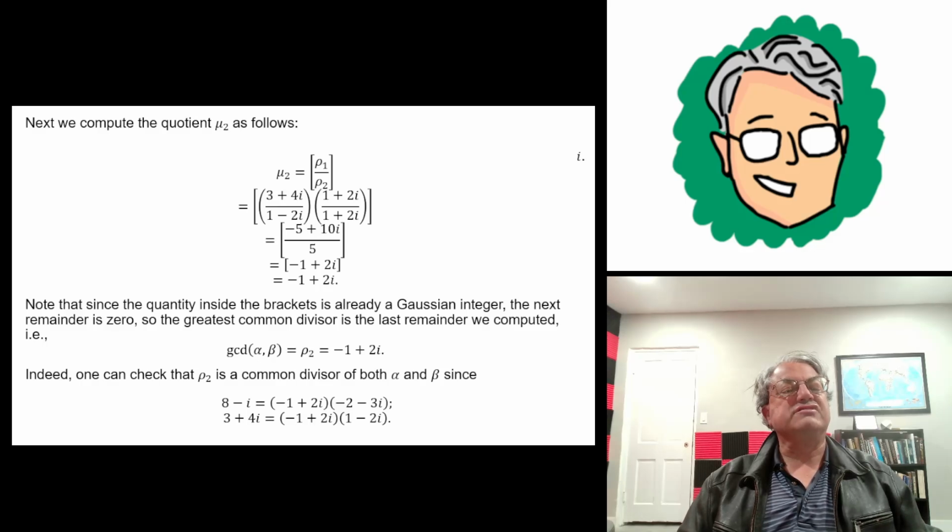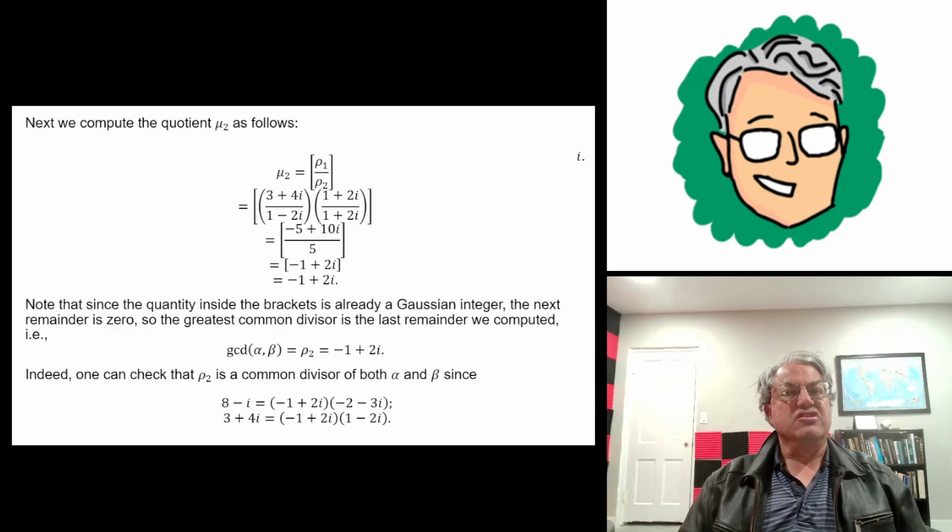So let's calculate the next quotient, the nearest integer to rho 1 over rho 2. If you do that calculation, you find you actually get an exact Gaussian integer: minus 1 plus 2i. And since it's exact, that means there's no remainder. We didn't even really have to compute the next remainder because we already got a quotient that was an exact Gaussian integer. That means our previous remainder was the GCD, and that was minus 1 plus 2i. So our GCD is minus 1 plus 2i.